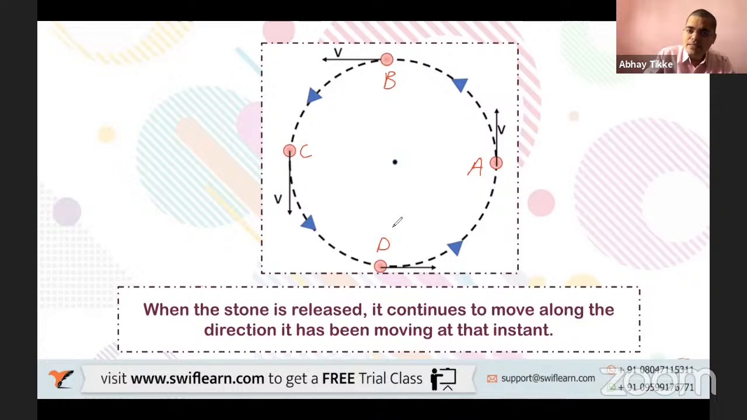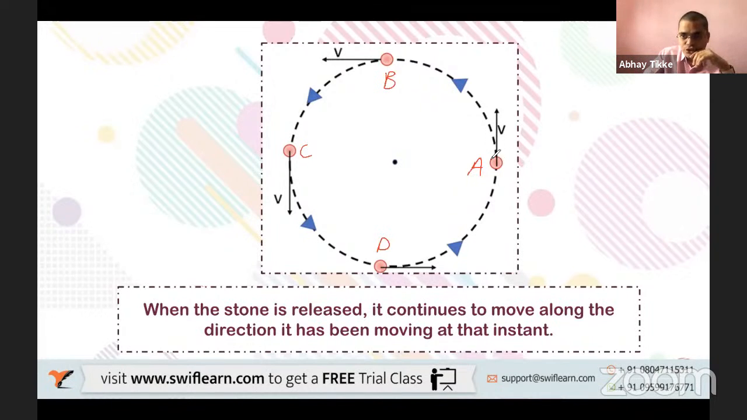So at A, B, C, and D, the time is different and the direction and position are different, right? At A the direction is upward, that is towards north. At B the direction is towards left. At C the direction is downwards, and at D the direction is rightward, right? So at every point the direction is different, but that direction is along the tangent. Remember now, what is a tangent? A tangent is the line which is drawn at a point on the circumference of the circle.